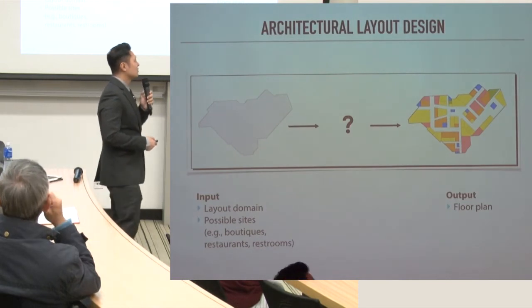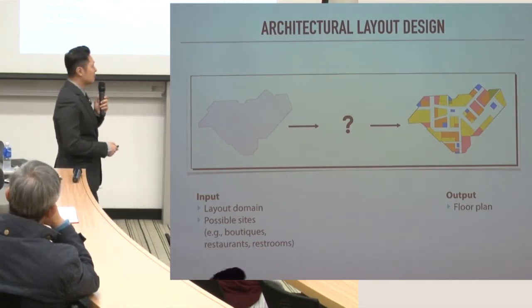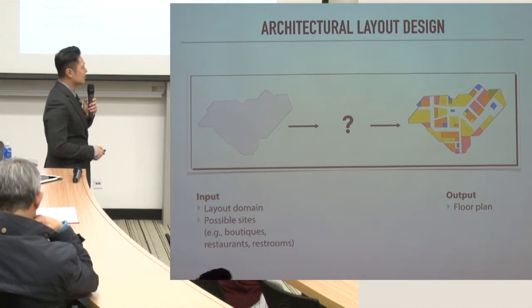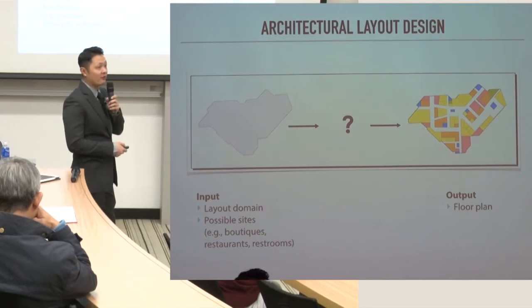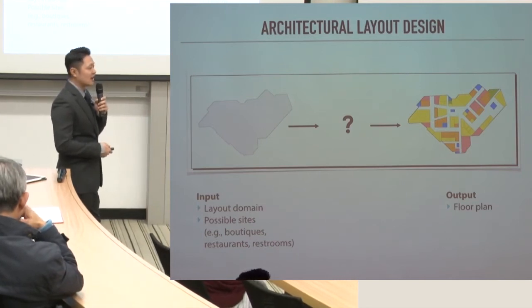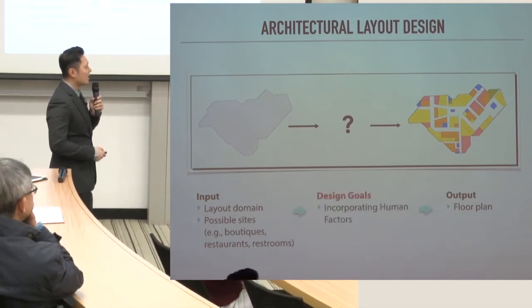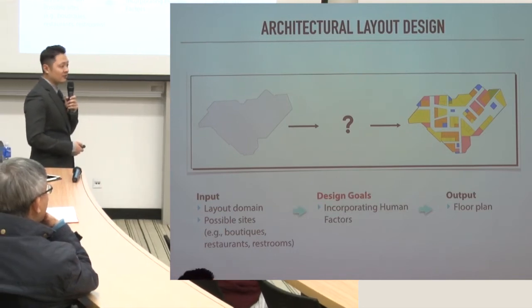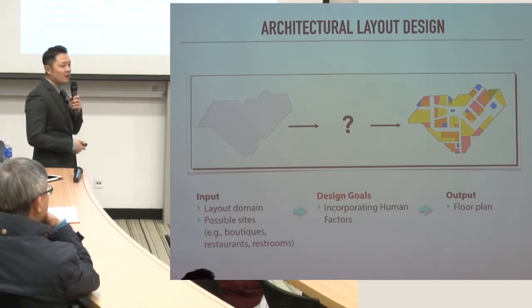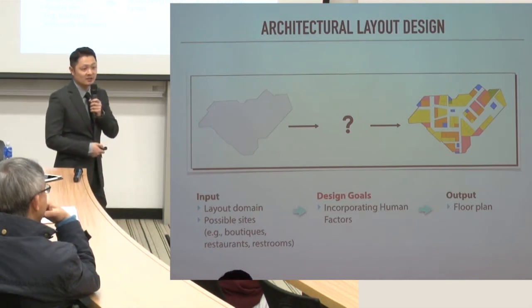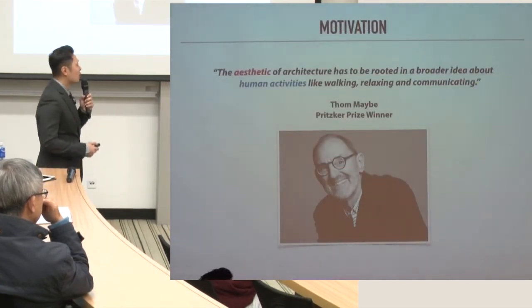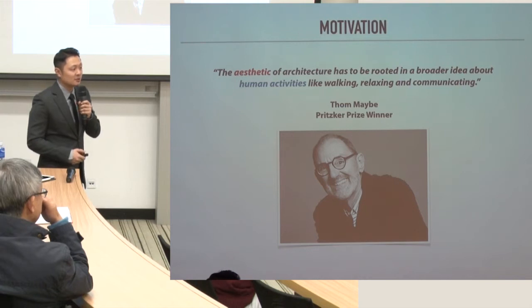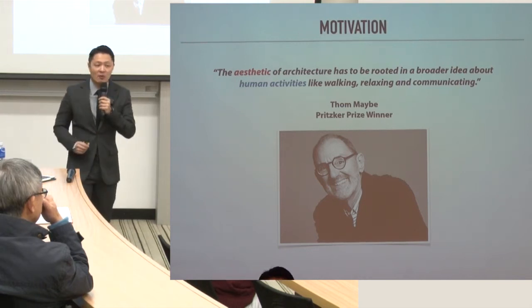So for the architecture layout design problem, we have an input of layout boundary and possible sites such as boutiques or restaurants, if you are designing a shopping mall, and then the output will be a floor plan. So what will be our design goal? Again, we want to incorporate human factors. We want to design a layout that facilitates human activities, such as a smooth flow of human movement, and that aligns with some core architectural design concepts to design a human-centered living environment.